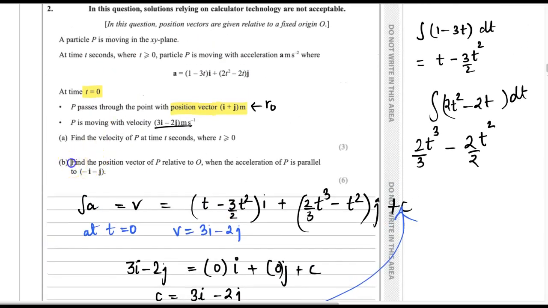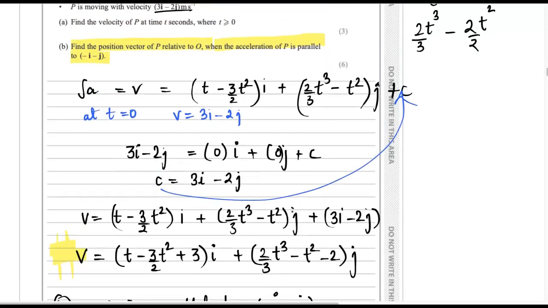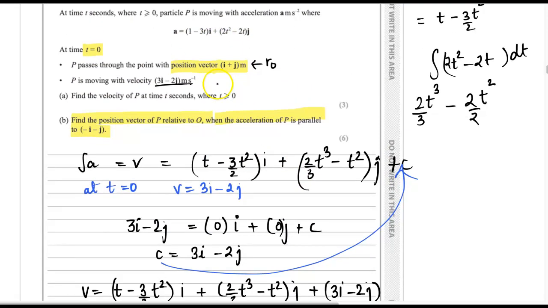Now the next one, find the position vector. We have to find the position vector of P relative to O when acceleration is parallel to minus i minus j. Okay. So for B part, what is given to us? Acceleration is parallel to minus i minus j. And what the acceleration is? This is what the acceleration is.